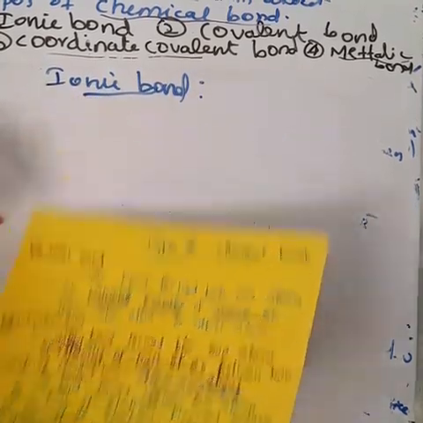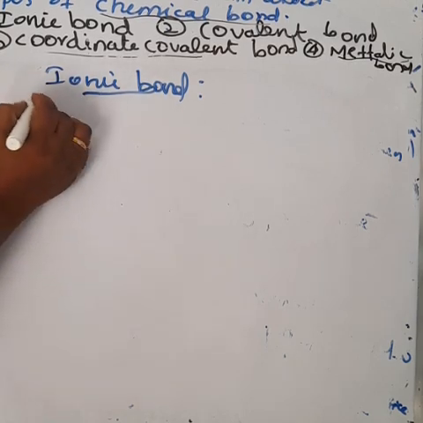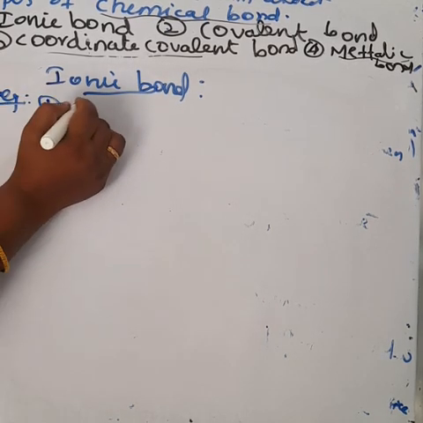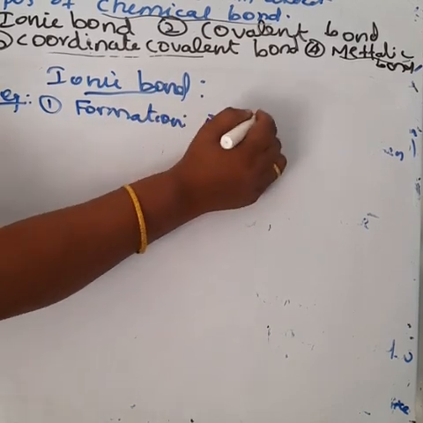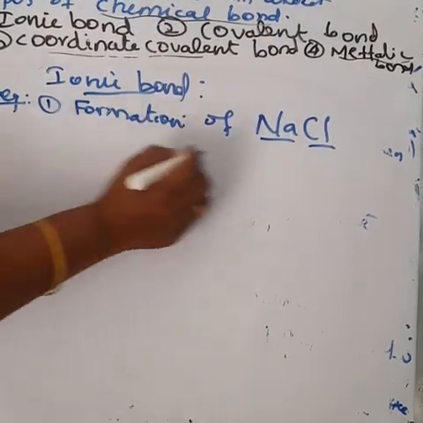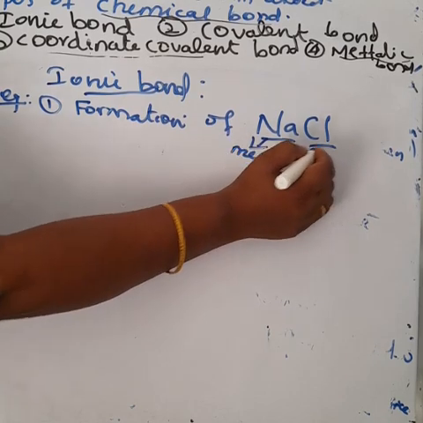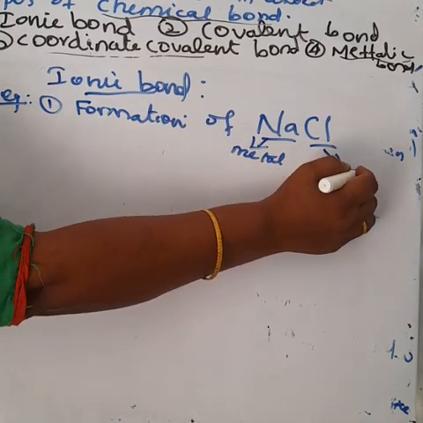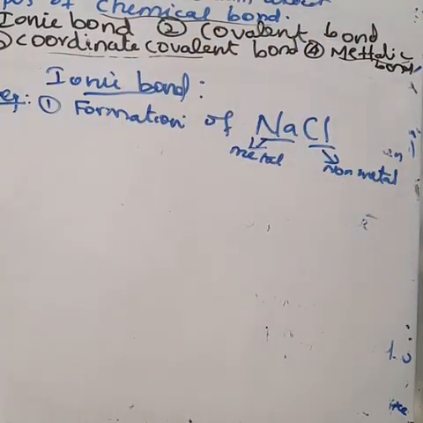Here, what is the example of ionic bond? The formation of sodium chloride. NaCl, Na means sodium, Cl means chlorine. Here sodium is the metal, chlorine is the non-metal. Ionic bond is formed between metals and non-metals.